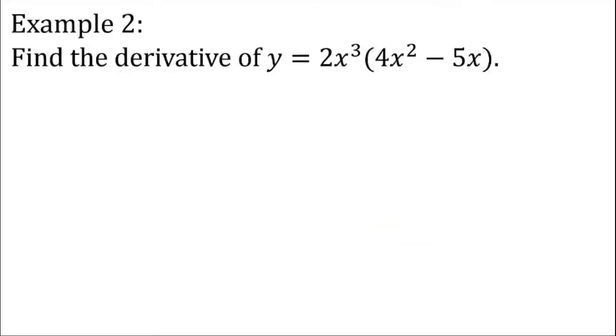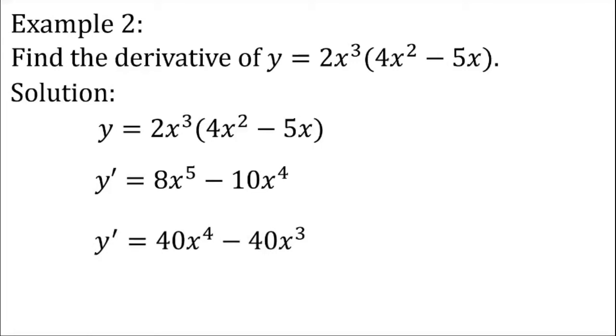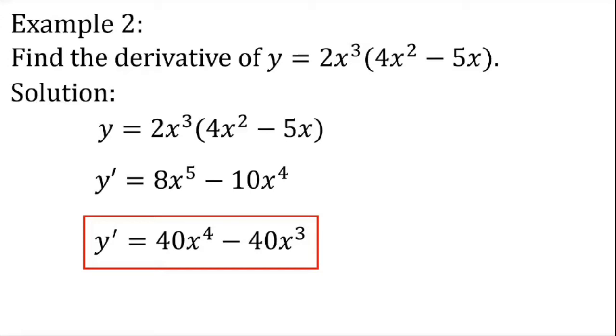Find the derivative of y equals 2x cubed times 4x squared minus 5x. This is the solution. y equals 2x cubed times 4x squared minus 5x. y prime equals 8x to the fifth minus 10x to the fourth. y prime equals 40x to the fourth minus 40x cubed. What do you think is the mistake in the solution here? Again, this is a common error of some students who are performing differentiation.